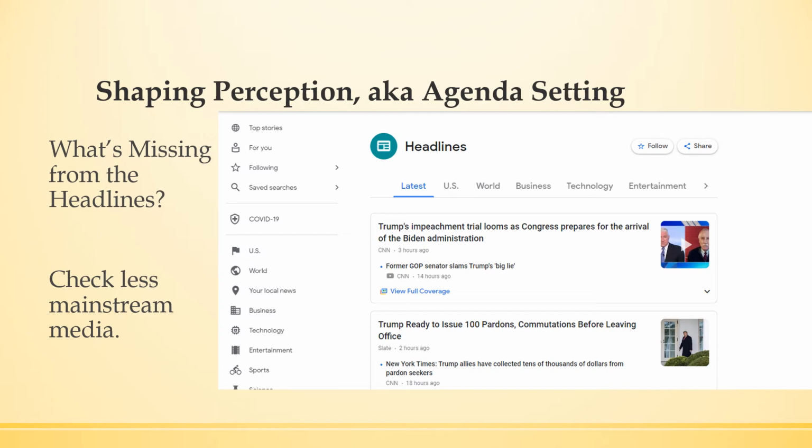So shaping perception is a way of saying, hey, here's a thing that people aren't paying attention to, but they should pay attention to this information. It's very important information. So it's an attempt to highlight important information.